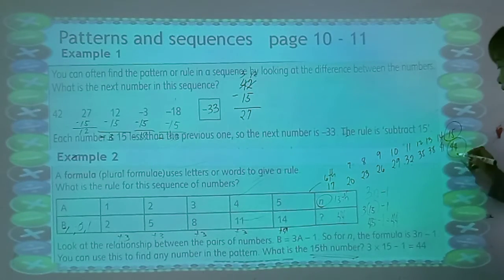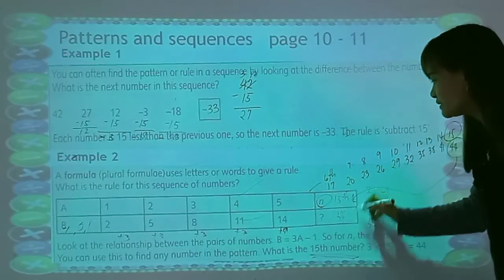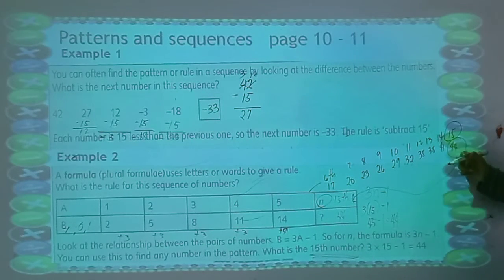This is the 15th. What is the 15th number? It means the 15th number is equal to 44. Can you follow, grade 6?